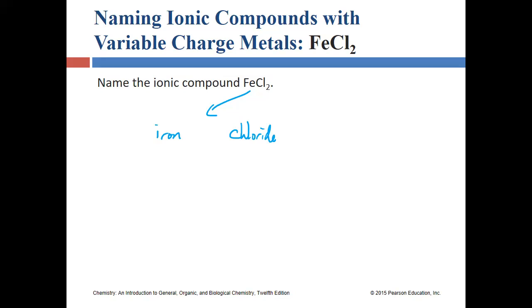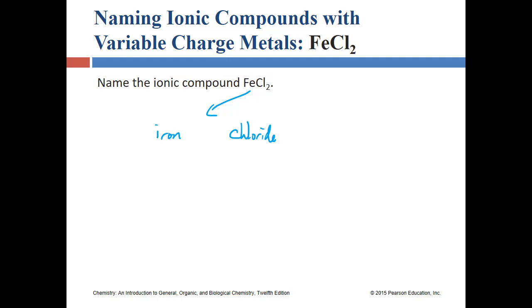because iron is a transition metal. Iron has multiple charges possible. So how do I know which iron we're talking about? I have to figure out the charges. And so again, I can use context. I can look at this and say, okay, chlorine is -1.